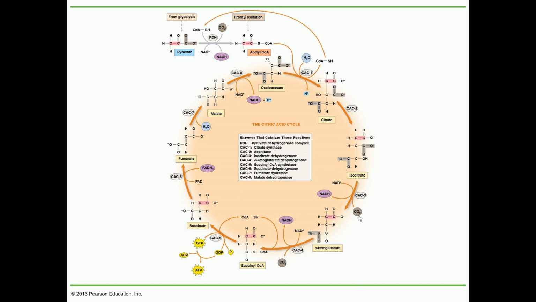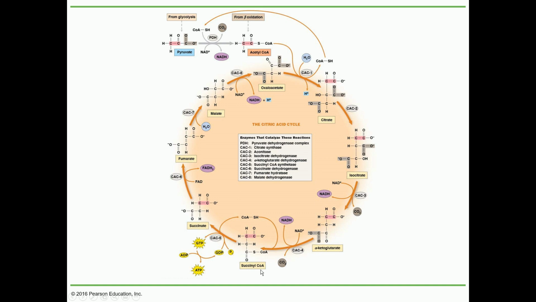So isocitrate gets converted into alpha ketoglutarate. Alpha ketoglutarate has 5 carbons in it. And this reaction is catalyzed by the enzyme isocitrate dehydrogenase. Then alpha ketoglutarate is converted into succinyl coenzyme A. Here again there is a loss of another molecule of carbon dioxide from a compound which is made of 5 carbons. It's converted into succinyl coenzyme A, which has 4 carbons.